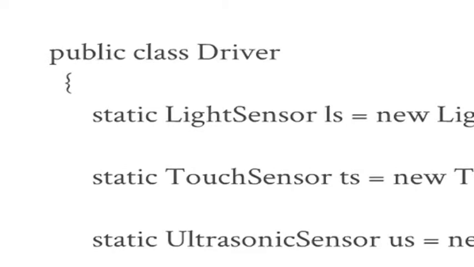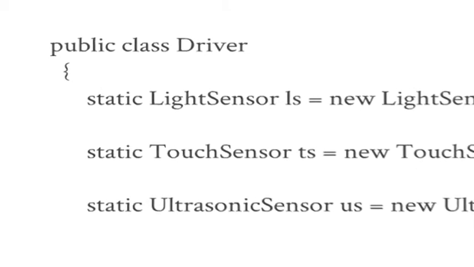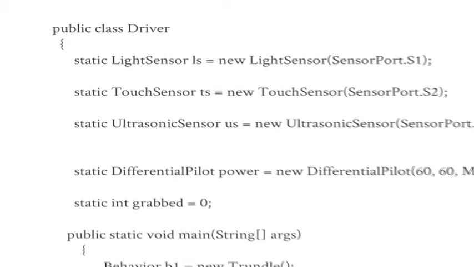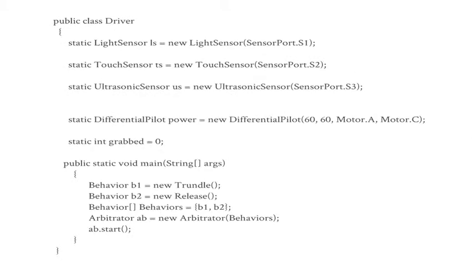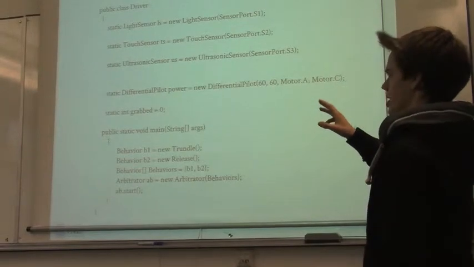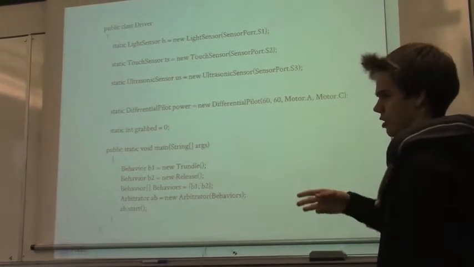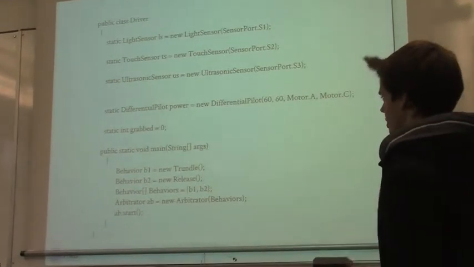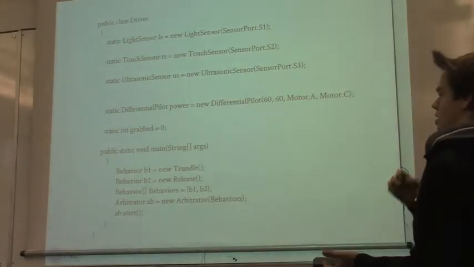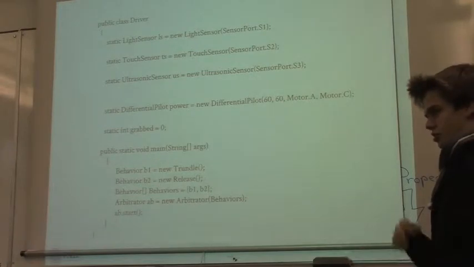You can see inside the class, but outside of the main method, we've initialised the 3 sensors, a global variable called grab, which we'll speak more about in a minute, and a differential pilot, which we'll also speak more about in a minute. The reason we did this is because it stops us from having to repeat code, because these are used in multiple behaviours. Within the main method, you see the 2 behaviours initialised, as well as the arbitrator, and then the arbitrator is started.